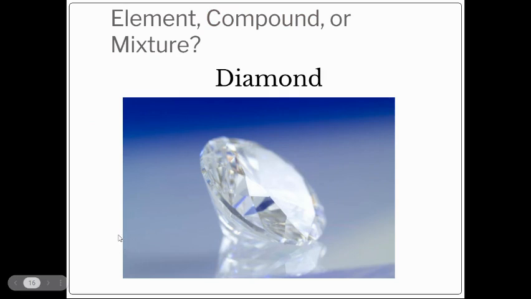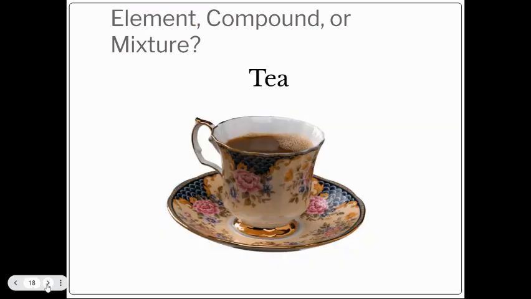Element, compound, or mixture. Diamond. Diamond is actually an element. That was a tricky one. It's the element carbon. It's in its purest form. Tea, an element, compound, or mixture? Tea is a mixture.